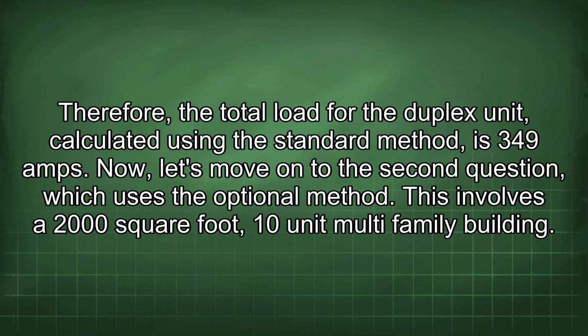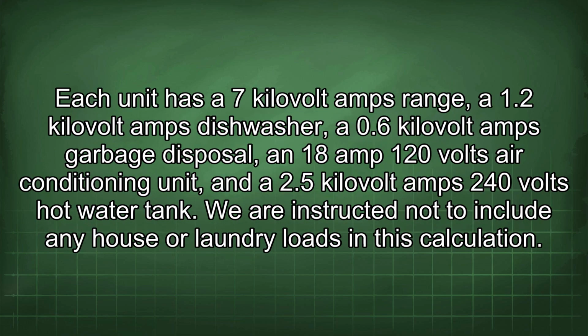Now, let's move on to the second question, which uses the optional method. This involves a 2000 square foot 10 unit multi-family building. Each unit has a 7 kilovolt amps range, a 1.2 kilovolt amps dishwasher, a 0.6 kilovolt amps garbage disposal, an 18 amp 120 volts air conditioning unit, and a 2.5 kilovolt amps 240 volts hot water tank. We are instructed not to include any house or laundry loads in this calculation.